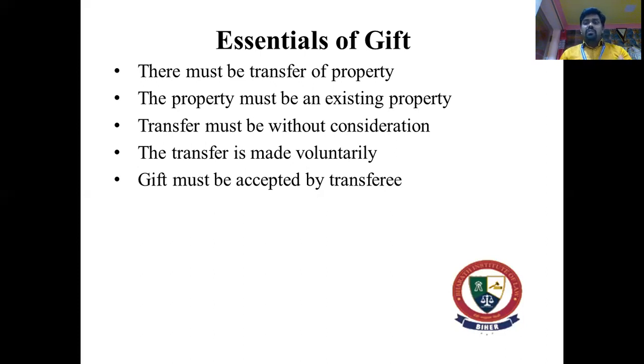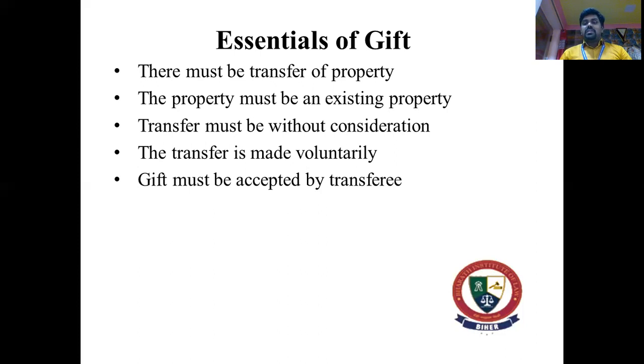So gift inter vivos is a gratuitous transfer of ownership between two living persons and is a transfer of property within the meaning of section 5 of the Transfer of Property Act 1882. As I said, section 5 deals with what is transfer of property. So though it is without consideration, still a gift comes under the purview of transfer of property under section 5 of the same Act, the Transfer of Property Act 1882.